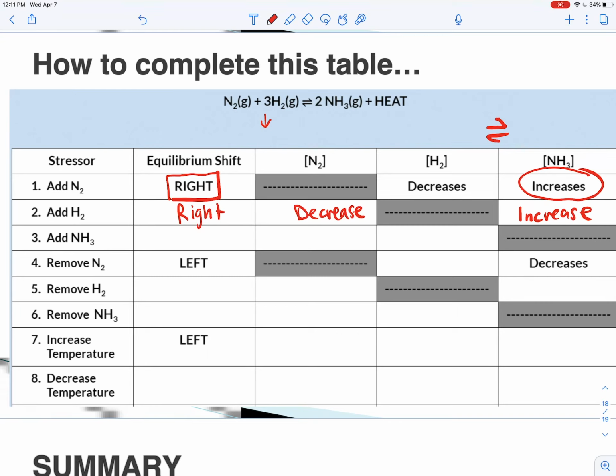What if it shifts to the left? If we remove nitrogen, equilibrium would shift to the left. Anytime equilibrium shifts to the left, you're forming more reactants. Okay, and we're using up products. Okay, so do your best to fill in this table. I would complete this first column first, see which direction equilibrium shifts, and if it's right, then you're forming more products. If it's shifting to the left, you're going to form more reactants while decreasing products. Okay?